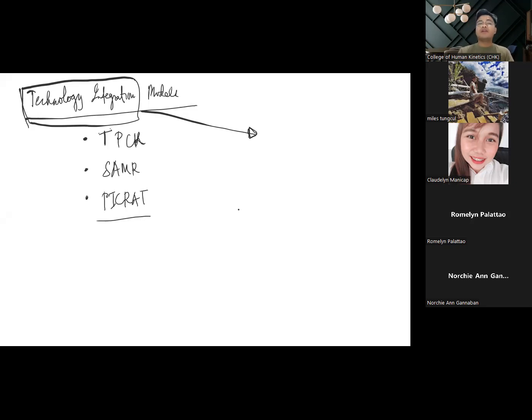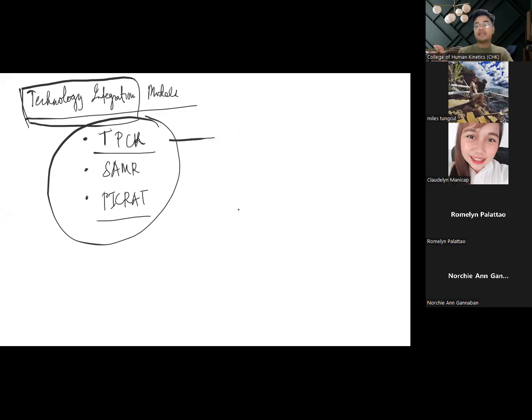Okay, so technology integration can be defined based on different models. And the models that we will be talking about this afternoon are the three models that you can see in my slide: the TPCK or the TPAC model, the SUM-R model, and the PICRAT model. Okay? So let us begin our discussion with the TPCK model. So what is the TPCK all about?